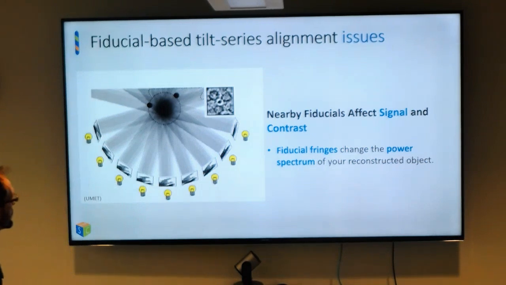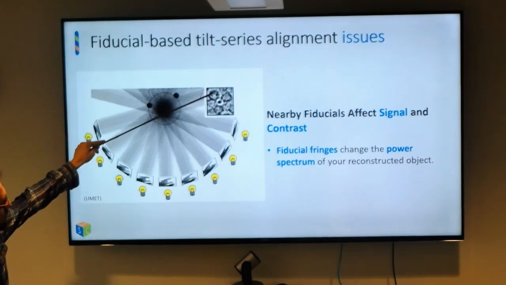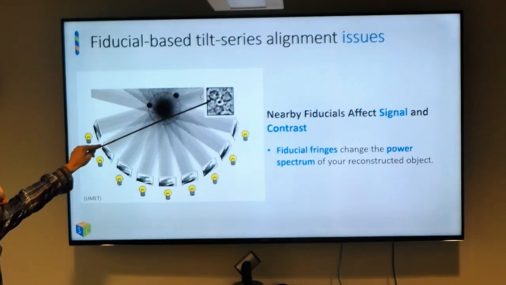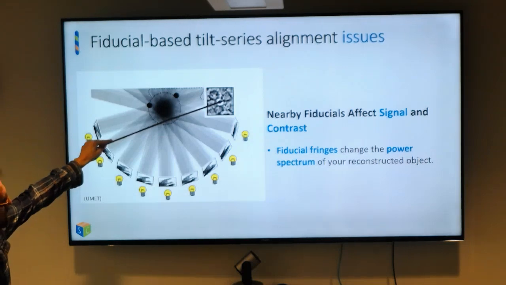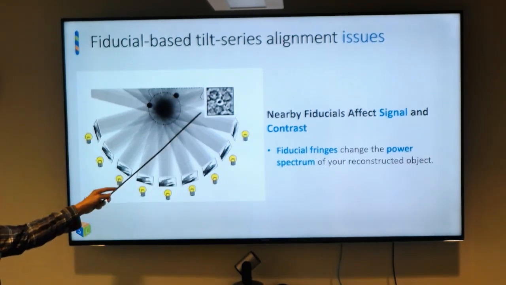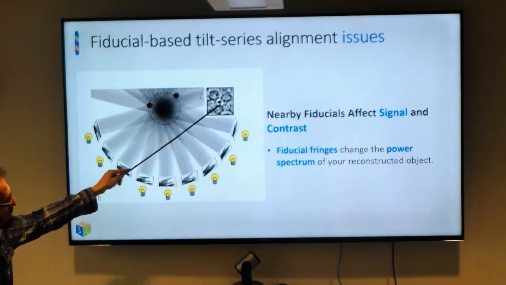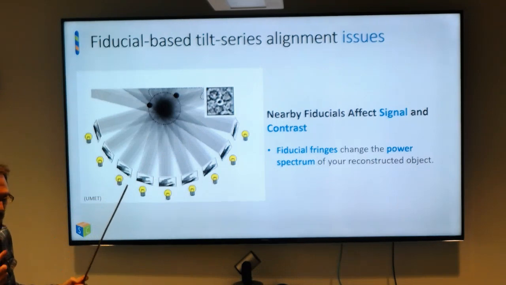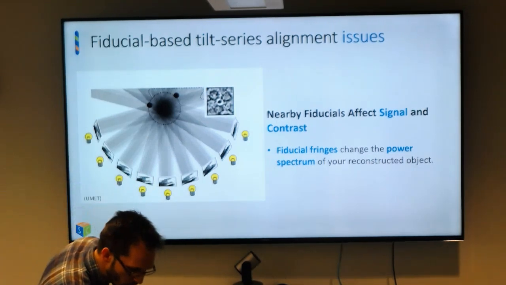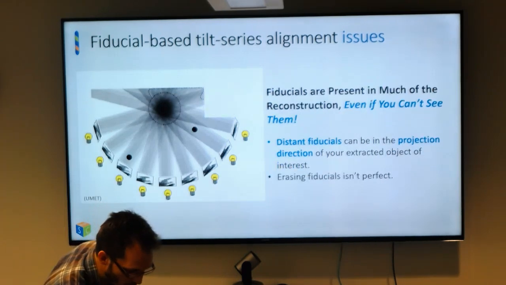Okay, here's another issue with gold beads. Let's say this is your object of interest, and in this picture I have a few viruses. These gold beads are now messing up these viruses in 3D. They're screwing up both the real space, which is what you see here with these rings around them, and the Fourier space. So you probably wouldn't use these viruses if you're going to do post-processing.